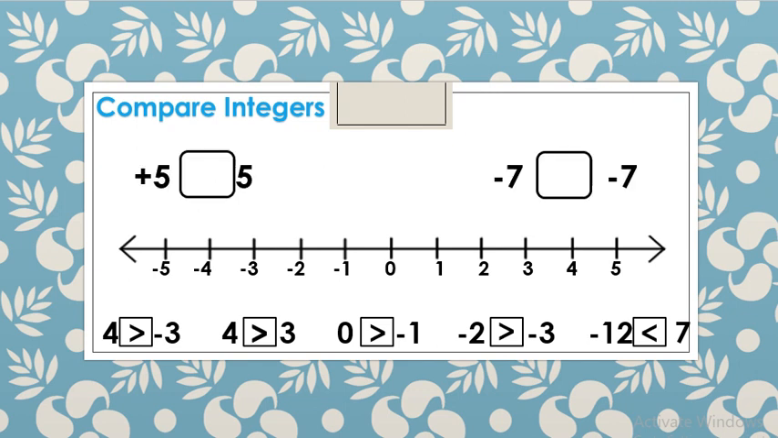What happens when you have two same numbers? For example, here you can see you have +5 and 5. So both the numbers are same. Here I have not given the sign, and here I have the sign. And in the other example, -7 and -7, they are the same number. So when you have the same number, you're going to give the equal to sign. So you come to know that both the numbers are same.